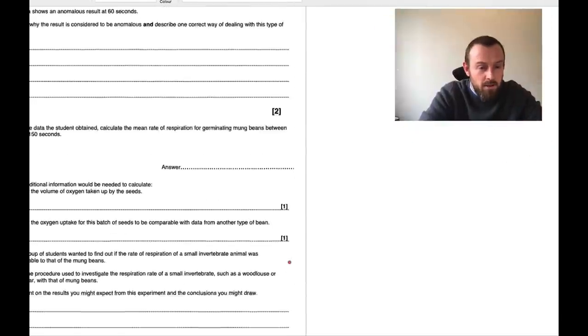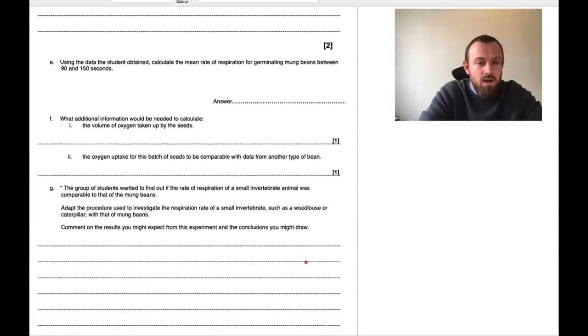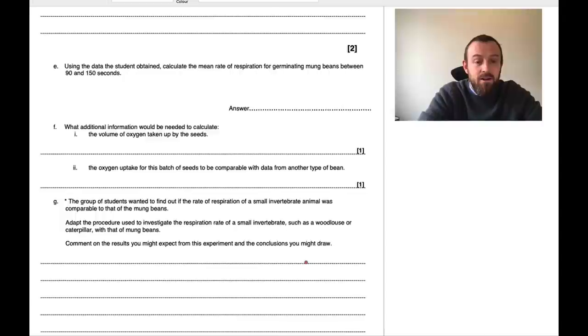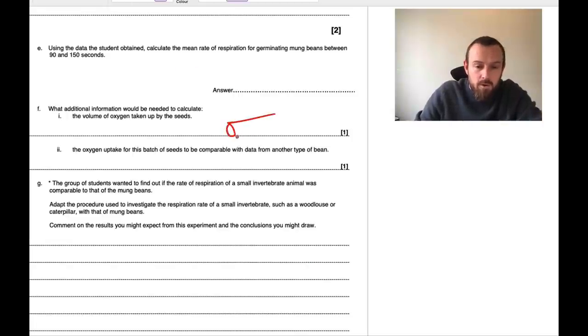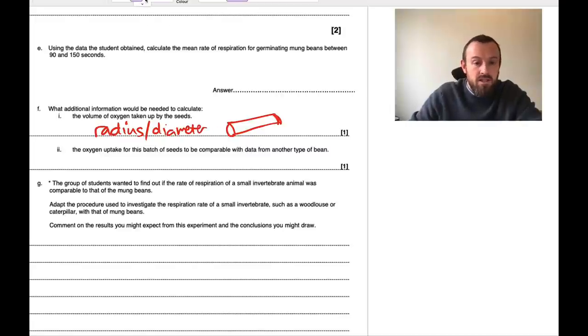Let's move on and look at the next question. What additional information would you actually need to calculate the volume of oxygen taken up by the seeds? Well, this is kind of a maths requirement thing. If you have a cylinder, how do you work out the volume of a cylinder? You need to know the radius, or you could have said the diameter, of the tube. We know the length. This is the information we've got, the millimeters that the meniscus has moved down the tubing, but we don't know the radius or diameter to work out the volume.